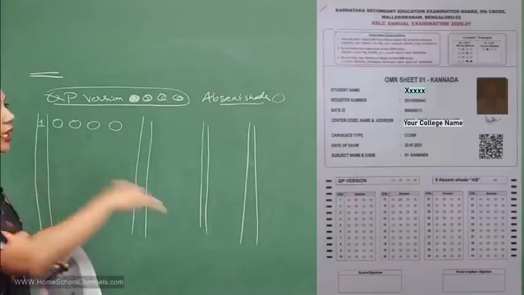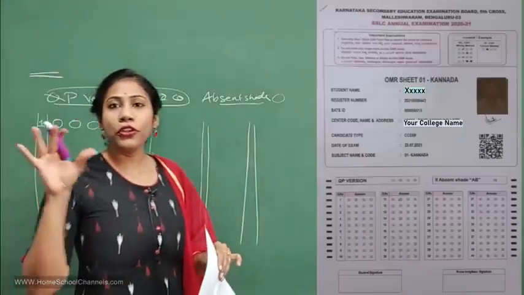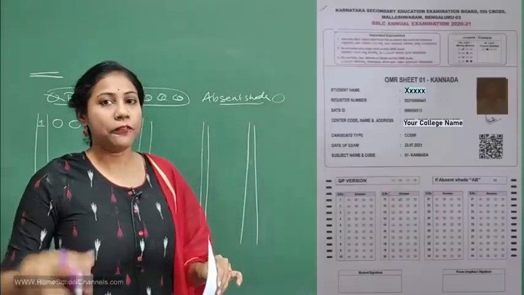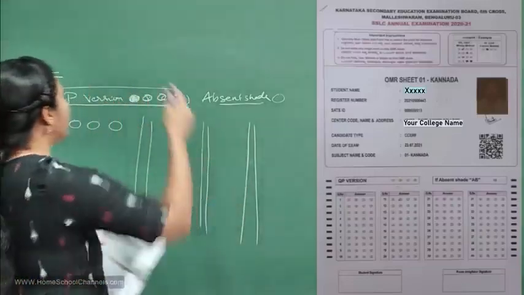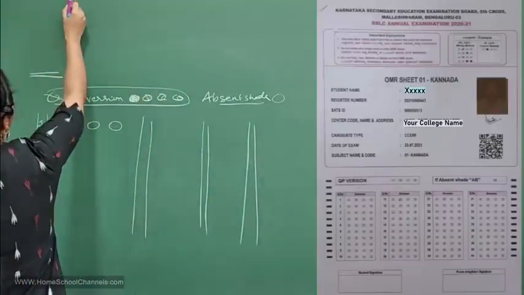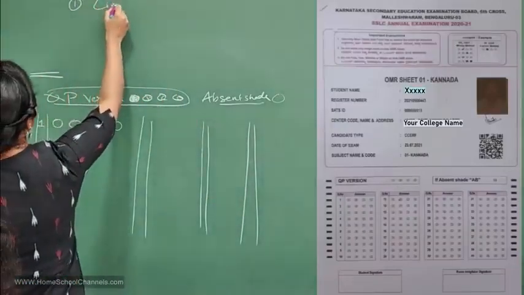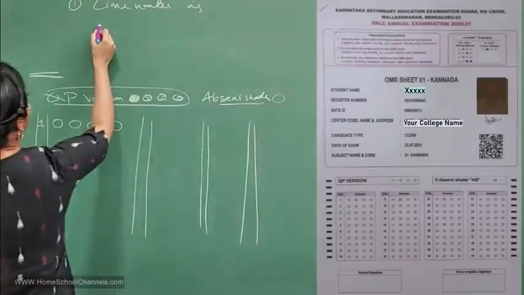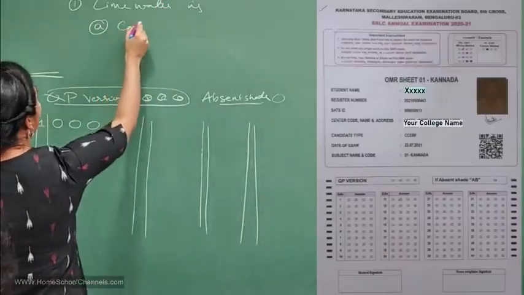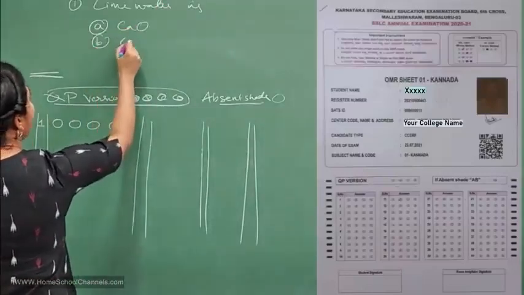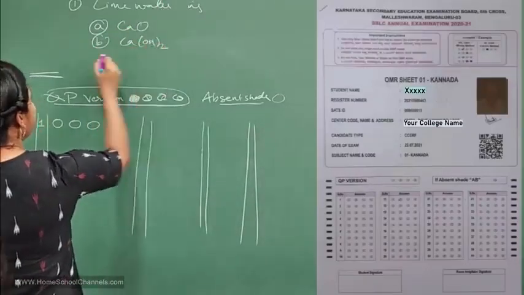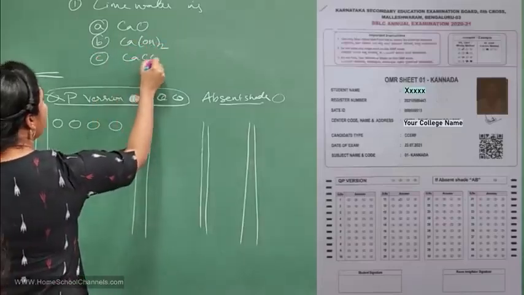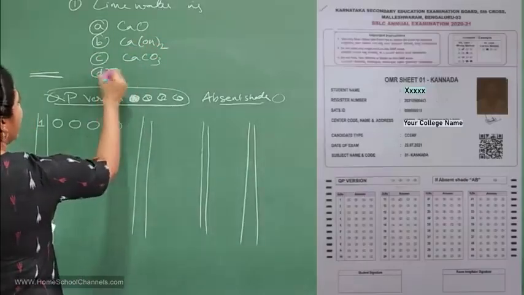Right? See, it's all multiple choice questions. So you will have 4 options. You know that. For each question, you will have the 4 options. Say, for example, if the question is "Lime water is", okay, there are 4 options. Option A, calcium oxide. Option B, calcium hydroxide. Option C, calcium carbonate. And option D, none of these.